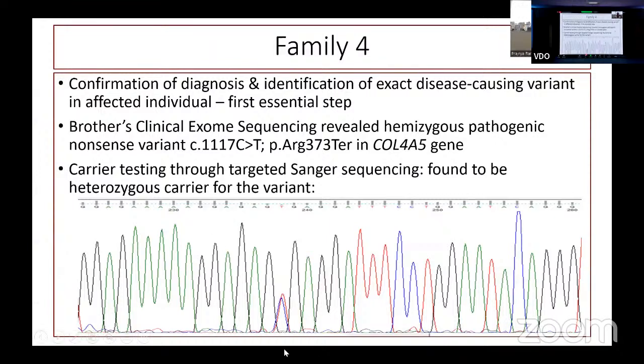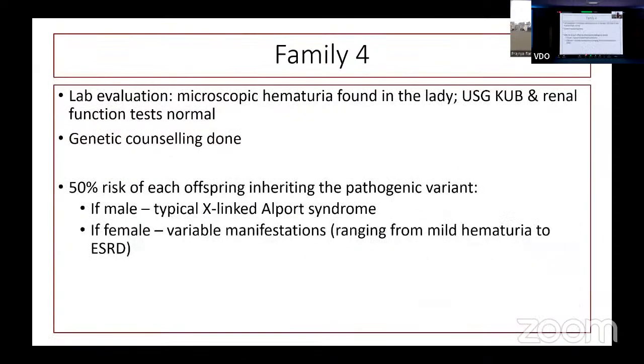And as I said, once we know the mutation, we can do targeted Sanger sequencing for that particular variant in the other at-risk family members. So that was what was done for this lady. And as you can see, she's found to be heterozygous for this variant. One allele is normal and the other allele has the variant. That's why you have two peaks here. So we confirm that she's a heterozygous carrier.